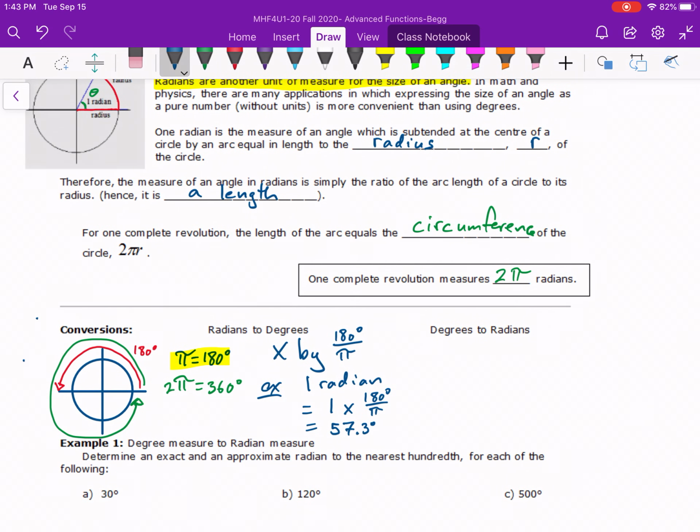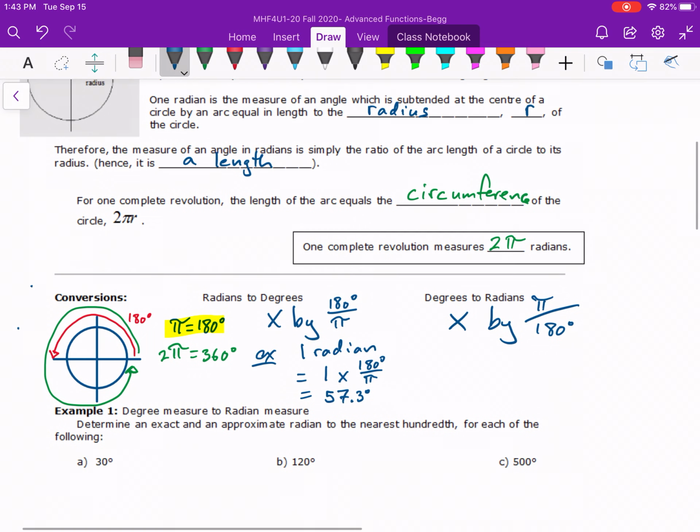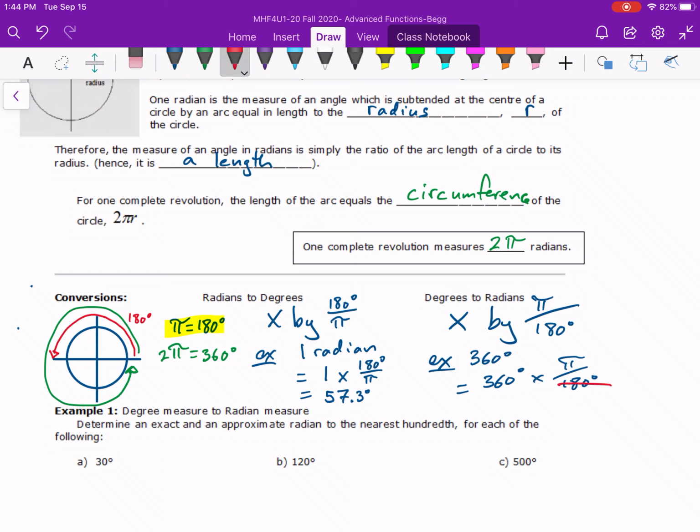If I want to convert from degrees to radians, I'm just going to go opposite. So I'm going to multiply by pi over 180. I just flip that fraction around. For example, if I had 360 degrees, I could take that and multiply it times pi over 180. When I simplify things, 180 goes into 360 2 times. So I'm left with 2 times pi. And so 360 degrees equals 2 pi.